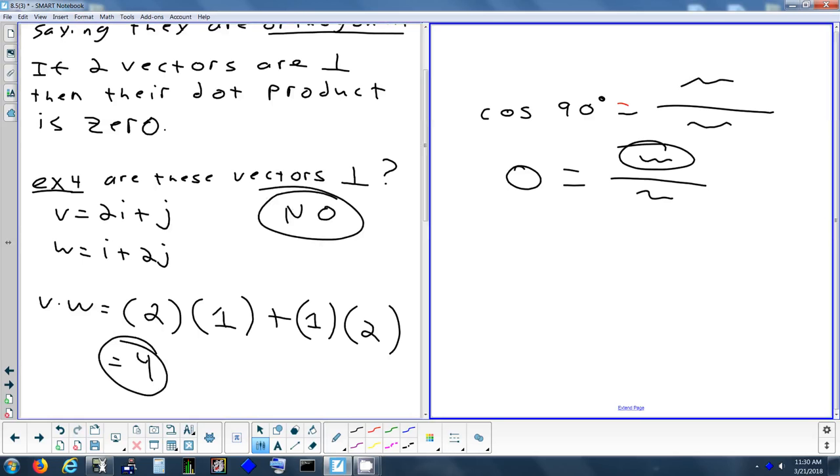Four divided by anything will never equal 0. I don't care if you take $4 and split it between a million people. Everyone's still going to get something. They're not going to get 0.